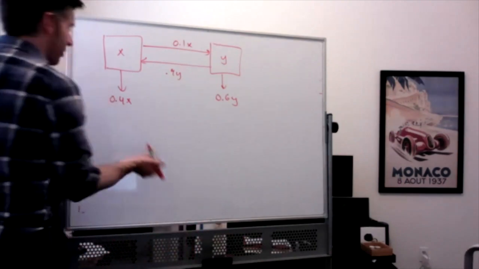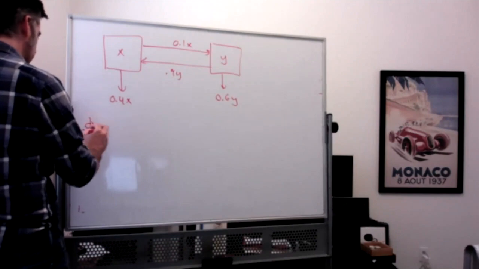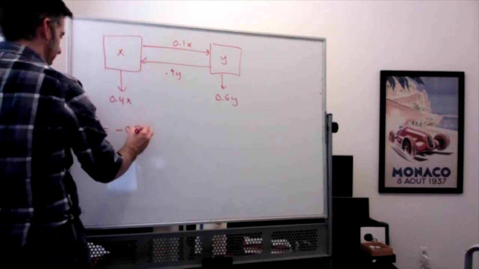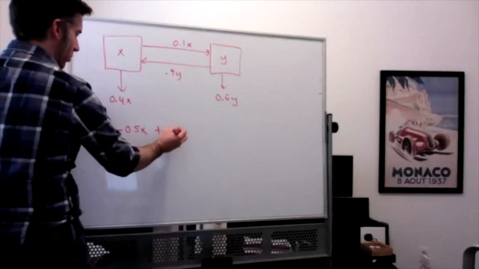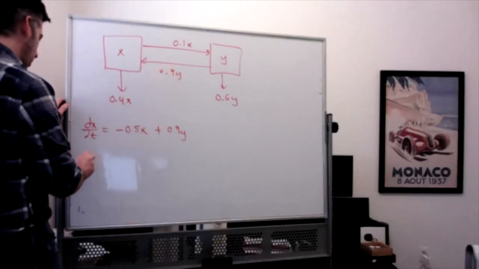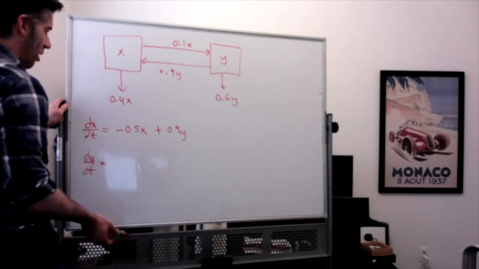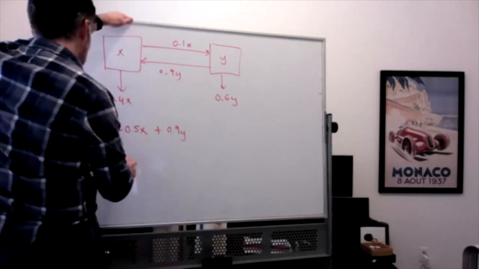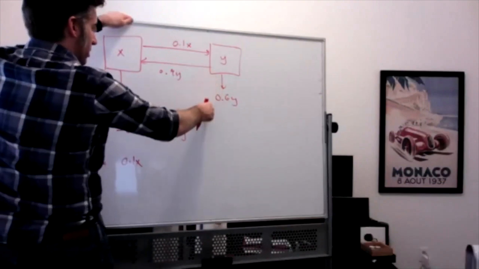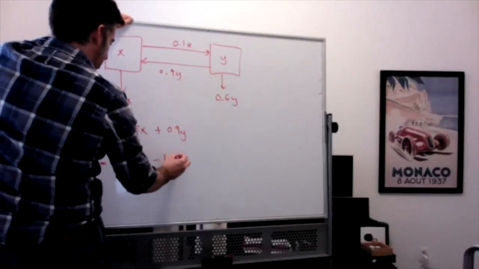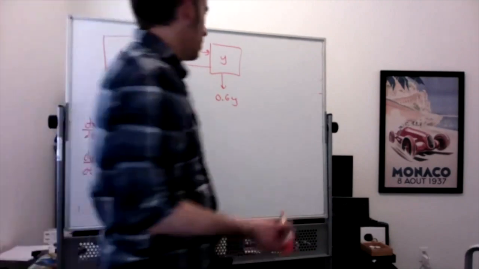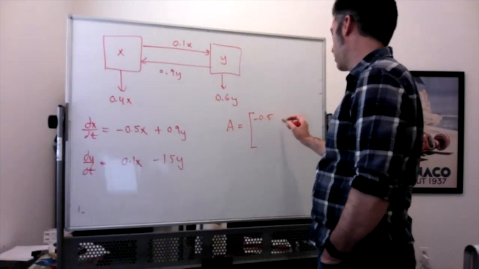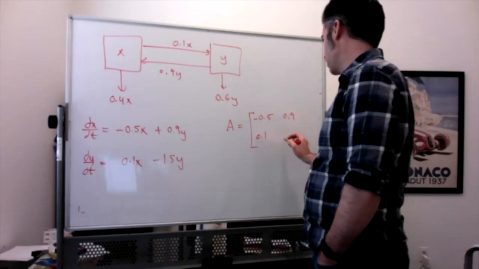So first of all, the equations. I know that dx/dt, we're losing 0.4x and 0.1x, so we're losing 0.5x. We're gaining 0.9y. For dy/dt, I'm always thinking x first. The x's are gaining, so we're gaining 0.1x, and we're losing 0.6y and 0.9y, so we're losing 1.5y. Great. So my matrix is negative 0.5, 0.9, 0.1, negative 1.5.